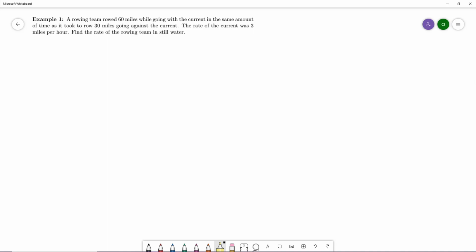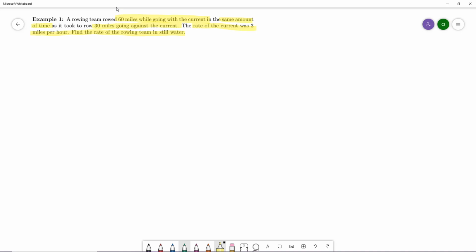Okay. So now that we've read it through, let's highlight some of the important information. What's important is 60 miles going with the current, and in the same amount of time it took to row 30 miles going against the current. The rate of the current is 3 miles per hour. And what is our goal? Our goal is to find the rate of the rowing team in still water.